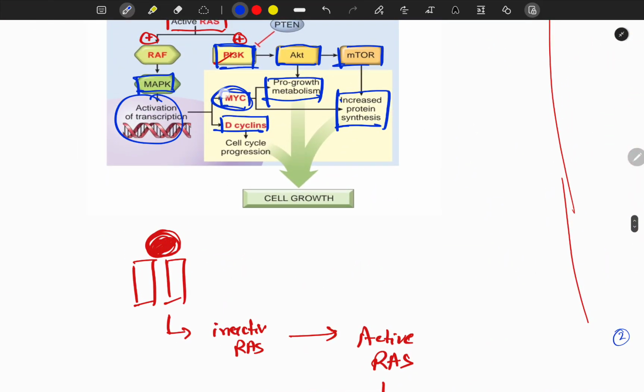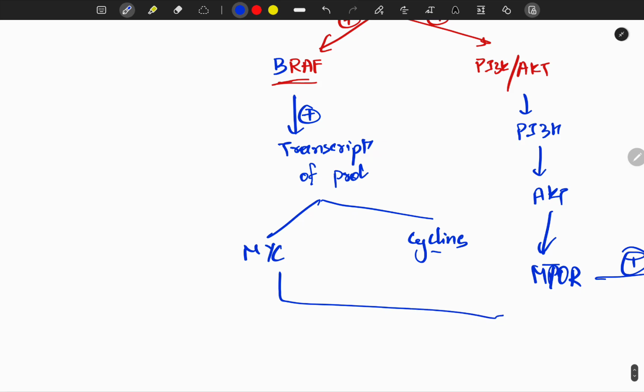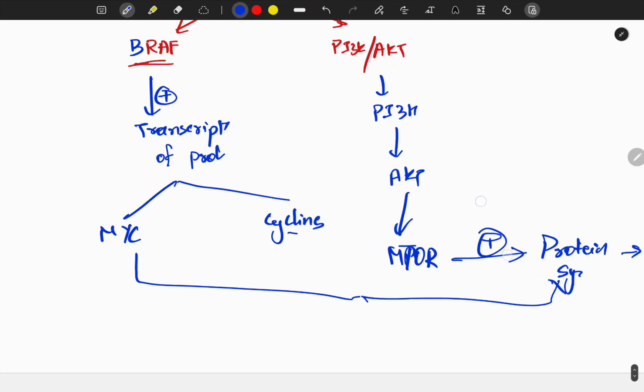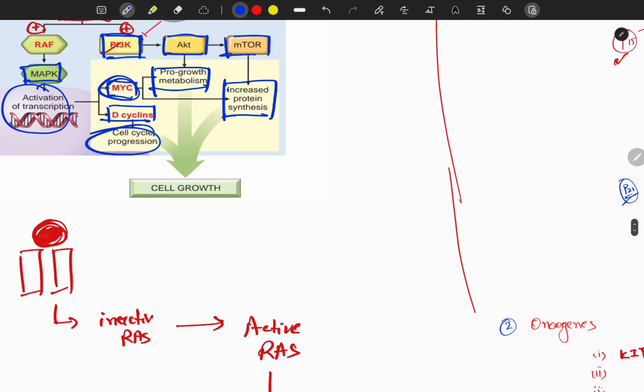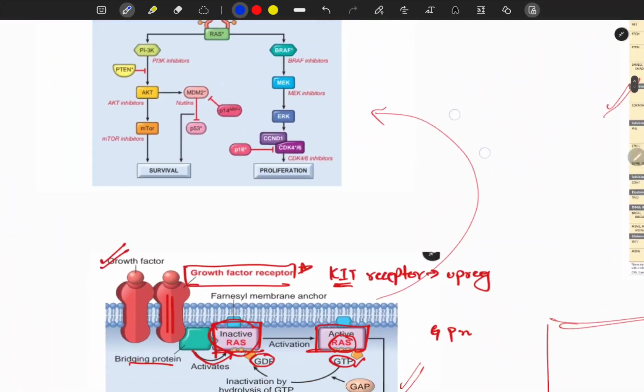MYC also does the same thing, protein synthesis. Well, cyclins, what do they do? D-cyclins, cell cycle progression.